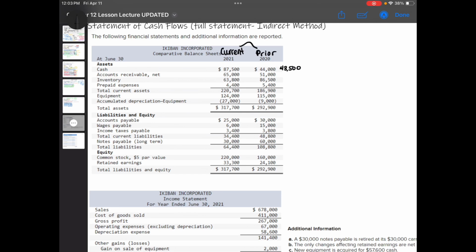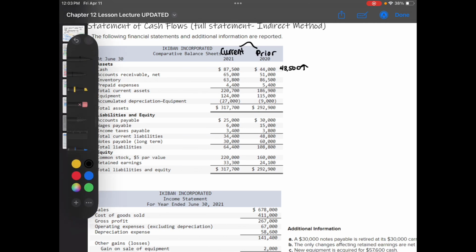And then what you have to do, this is the important part. So I know the math, but now I have to determine what did it do. What I can see is that the prior year was 44,000 and this year is 87,000. So what I see is an increase. The amount went up. Instead of writing increase there, I'm going to use the word increase. But what I can see is that the amount went up, right? For the next one, accounts receivable, it also went up. It goes from 51,000 to 65,000. So it increased by, it looks like 14,000, an increase.